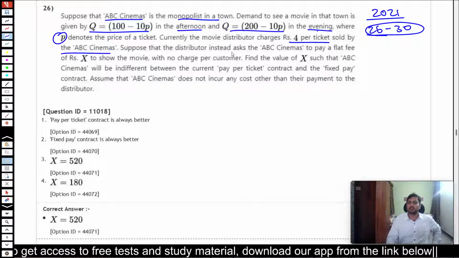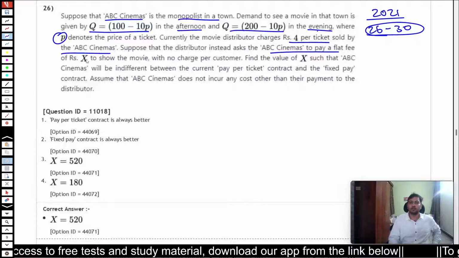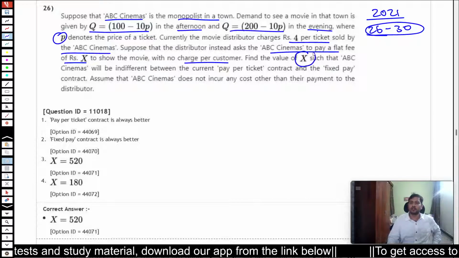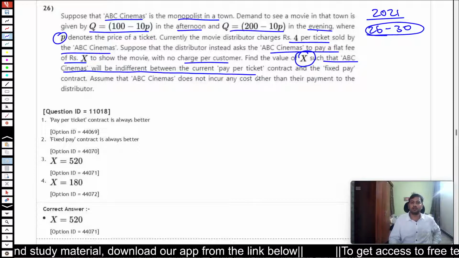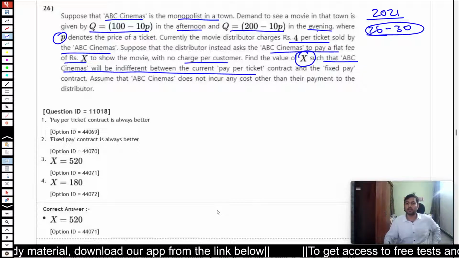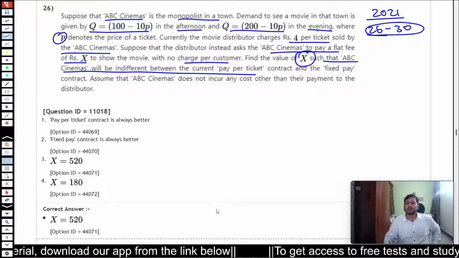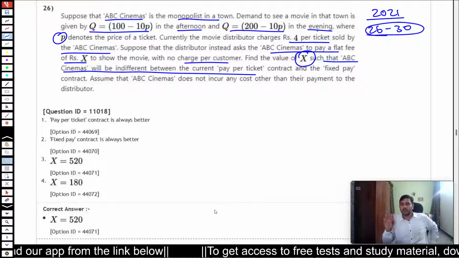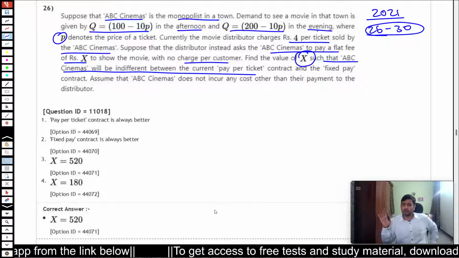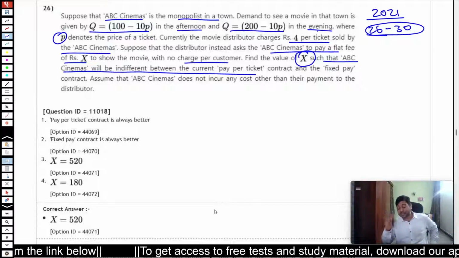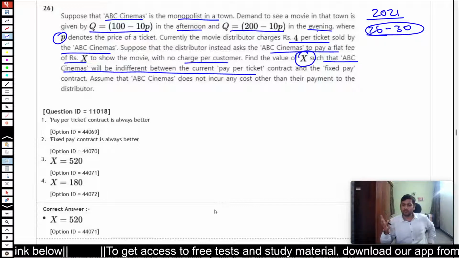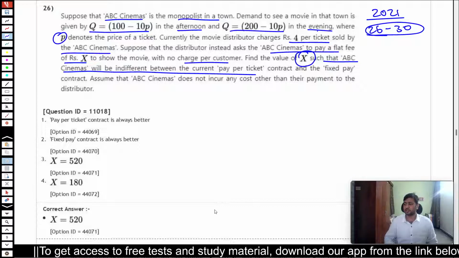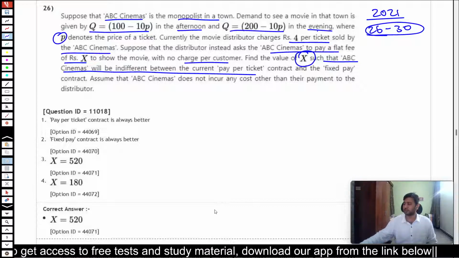Now, instead of this, suppose the distributor asks the ABC Cinemas to pay a flat fee of ₹X to show the movie with no charge per customer. Find the value of X such that ABC Cinemas will be indifferent between the current pay per ticket contract and the fixed pay contract. So basically, we have to find the profit which this person makes right now, and then if the marginal cost of royalty is removed, what is going to be the profit? So the difference in profit in the first case and the second case is the amount which this person will be willing to pay as a fixed one-time charge.